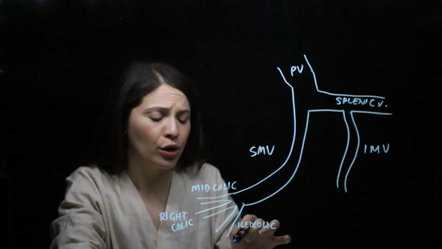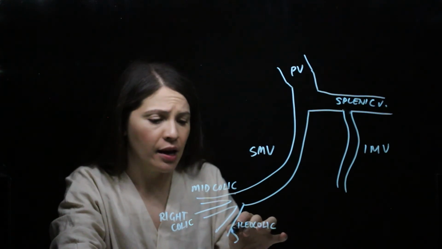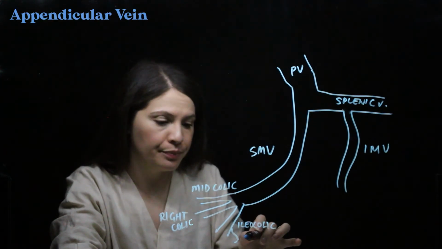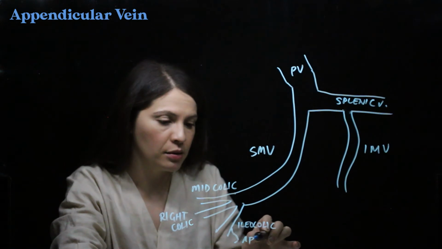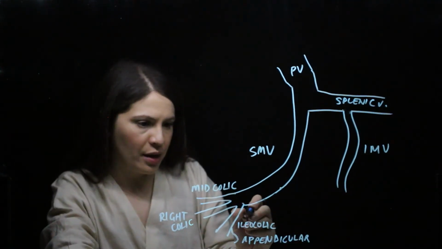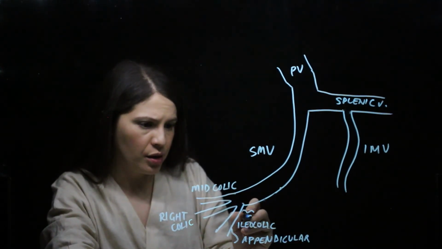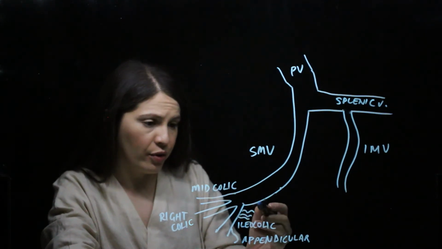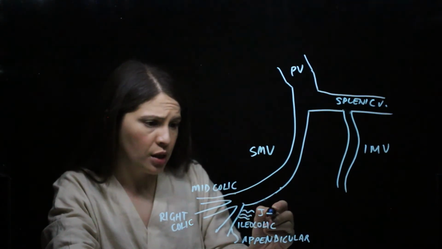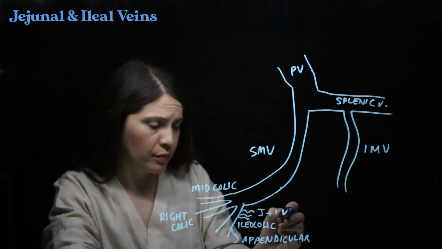So running into ileocolic, we have the appendicular, so coming from the appendix. And then running directly into your ileocolic, you have lots of jejunal and ileal veins.